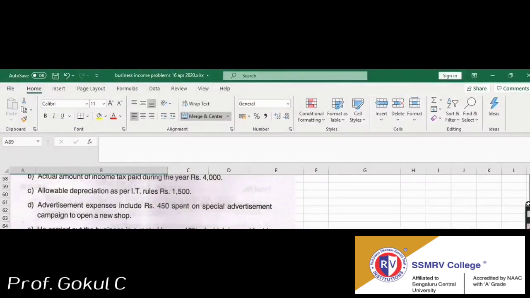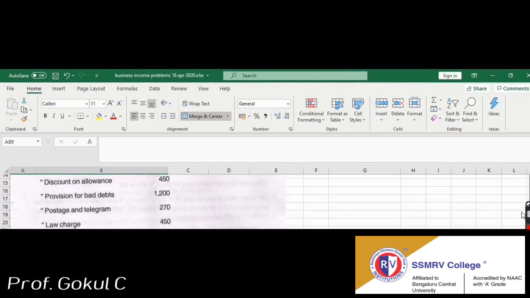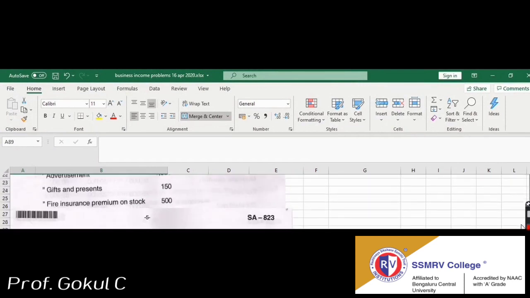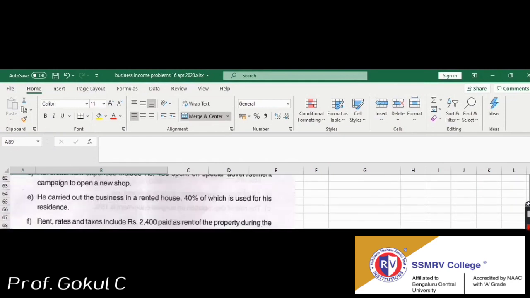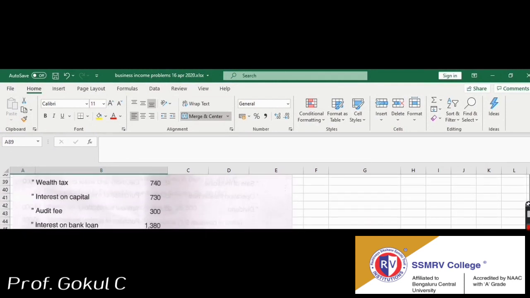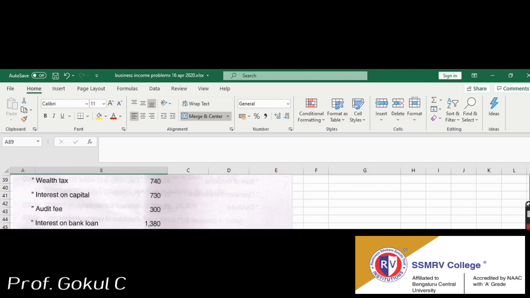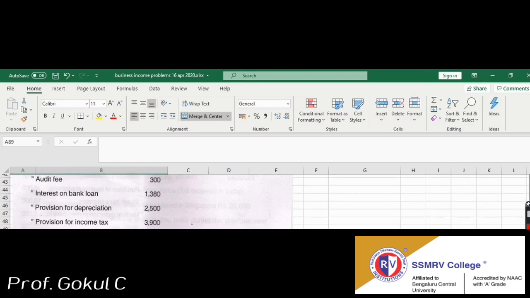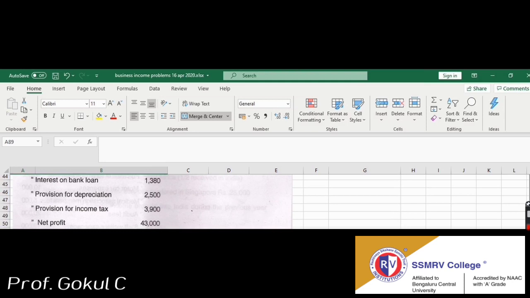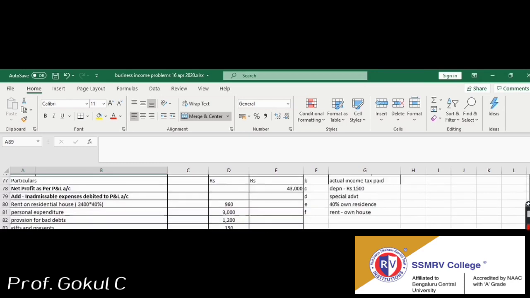After interest on capital, you have interest on capital 730 rupees, which we have already taken here. Then audit fees, pure business expenditure, you can ignore that. Interest on bank loan, so bank loan would have been taken for business purpose, so 1380 rupees is fine. Provision for depreciation and provision for income tax, as I told you, no provision is allowed, so both of them have to be added back. 2500 and 3900.